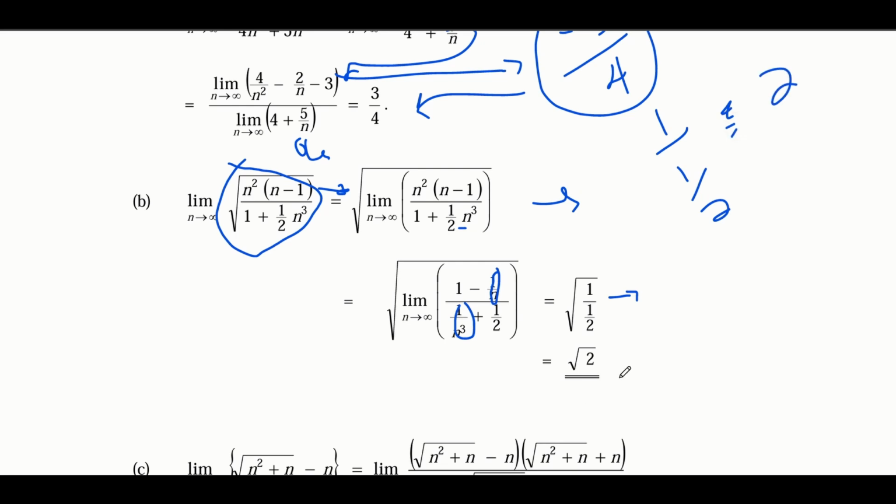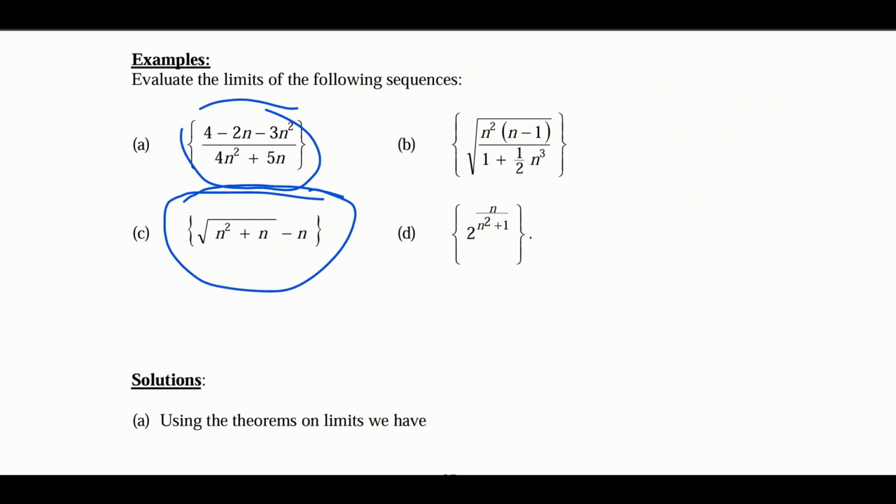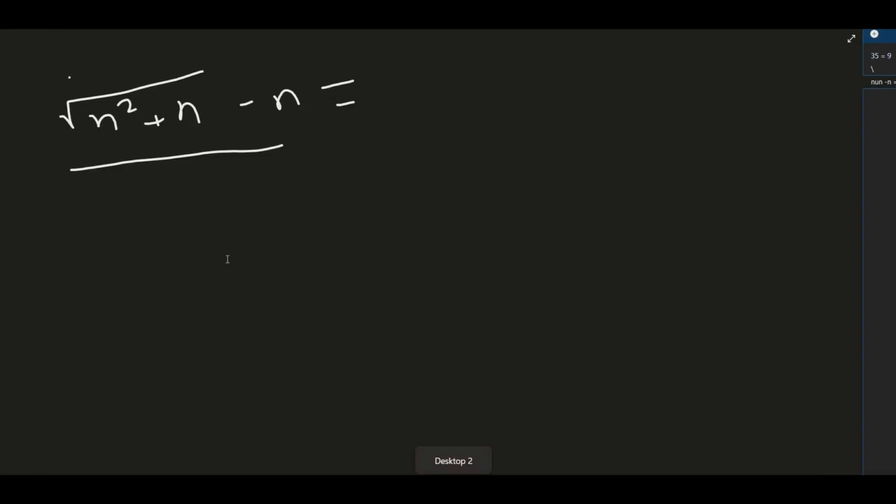This is just an equivalent representation. And that's it. You have the limit of the expression. In this part, you had square root of n squared plus n minus n. When you have such an expression, there is the part under the square root and there is the real part. So what you do is multiply the numerator and the denominator by the conjugate. So let's take a look at that.